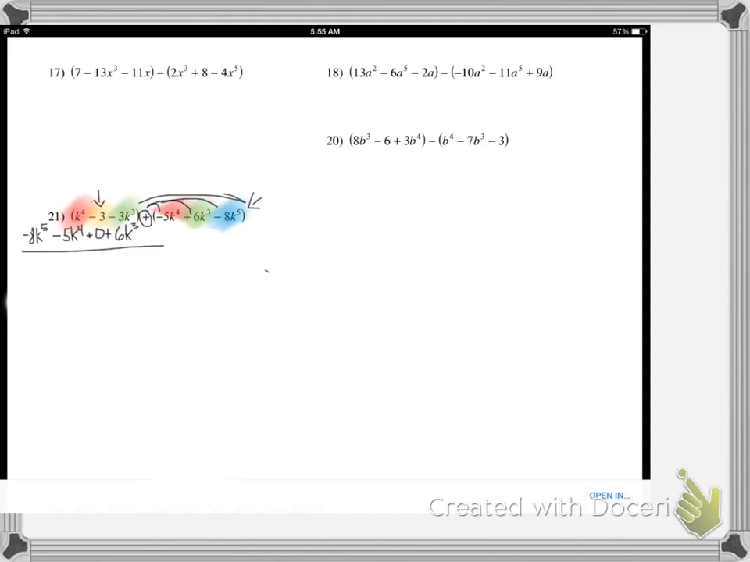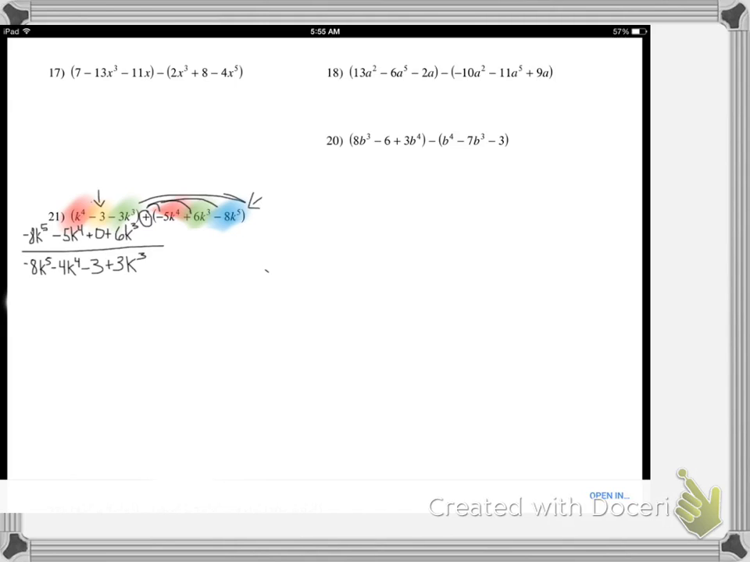Now we combine. There's nobody above the 8k to the 5th, so we just copy it. We have a k to the 4th and a negative k to the 4th. That's a negative 4k to the 4th. We have a 0 and a negative 3. That's a negative 3. And we have a negative 3 and a positive 6, and they're both k cubes. That's going to give me a positive 3k cubed.